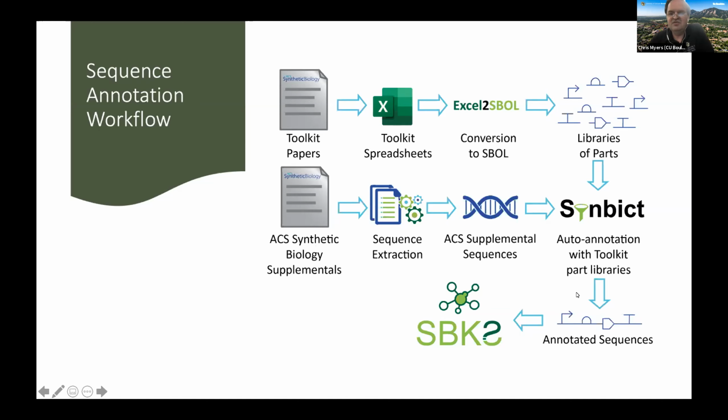These annotated sequences have then been deposited in the SBKS data store and coupled with the papers from which they came. So this would allow you to do things like identify a paper that talks about, say, a particular coding sequence or promoter that you're interested in.